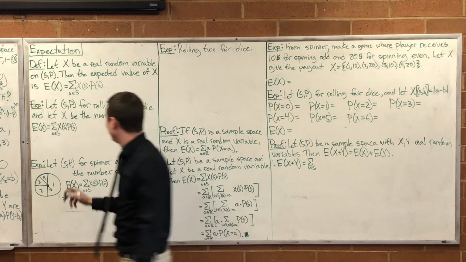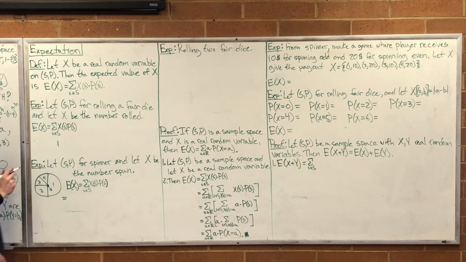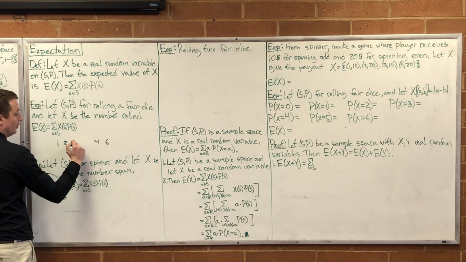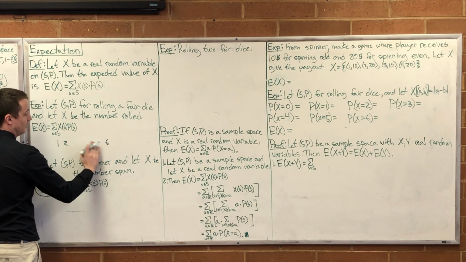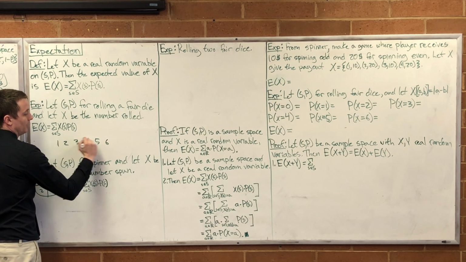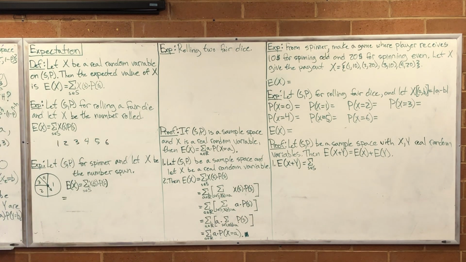I am going to roll a 1 just as often as I'm going to roll a 6. I'm going to roll a 2 just as often as I'm going to roll a 5. And I'm going to roll a 3 just as often as I'm going to roll a 4. Right? So it's 3, 4.